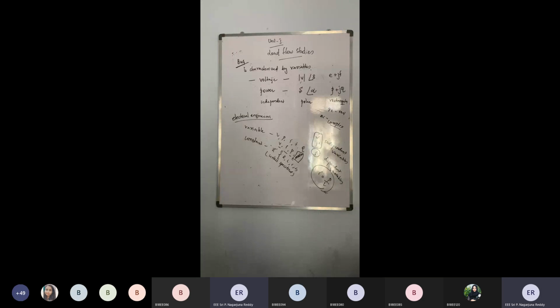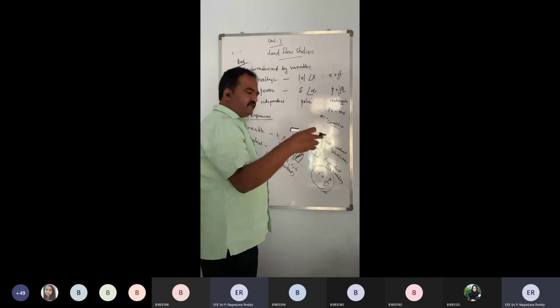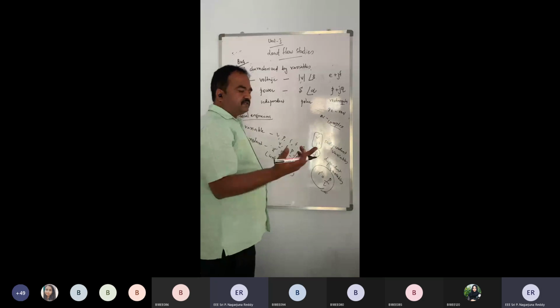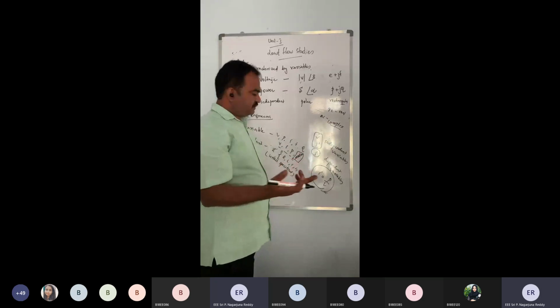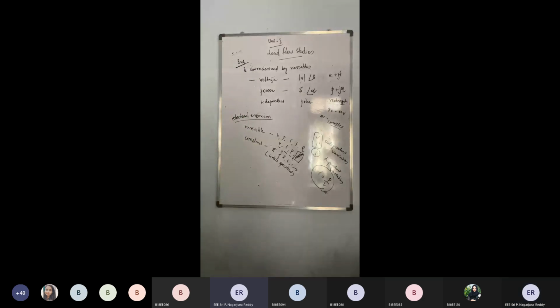That's why in most power system problems, we aim at computing voltage and power every time. Even if you go for any power system problem, they will ask you what is the voltage, what is the power. Why? Because if you can compute voltage and power, automatically we can compute the current.